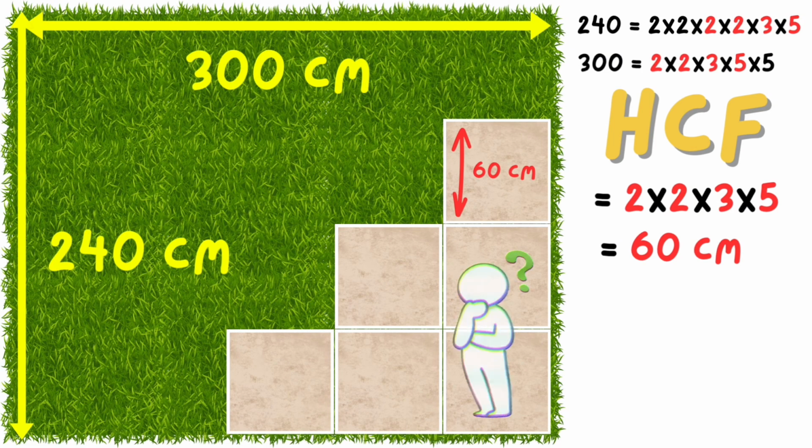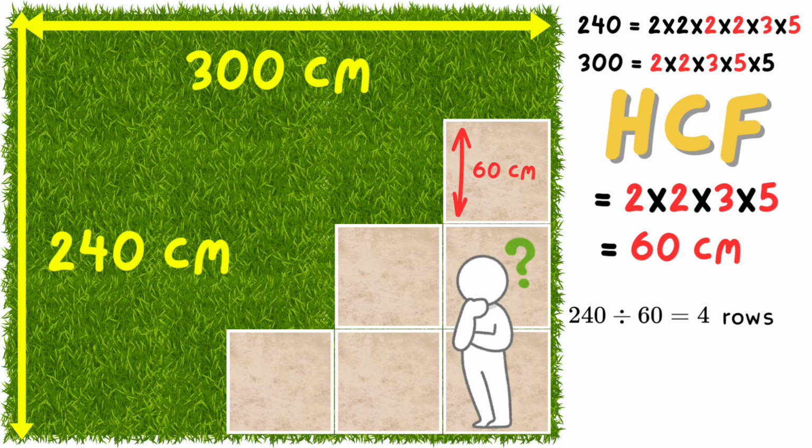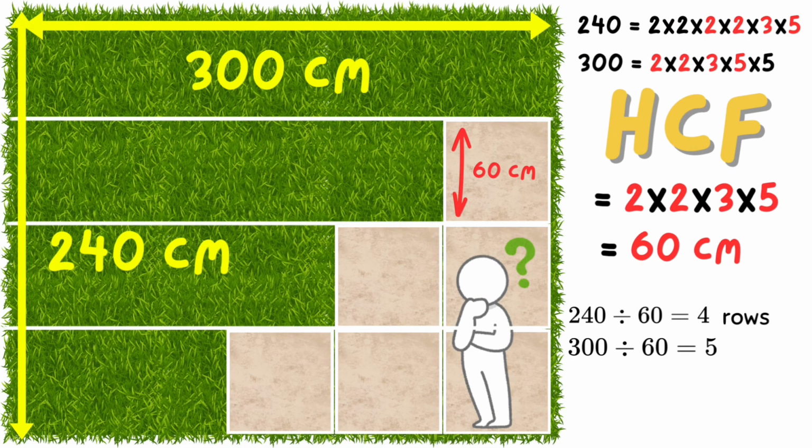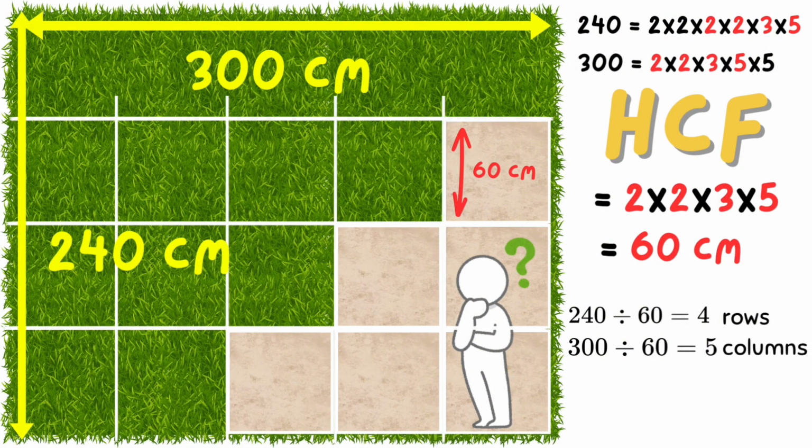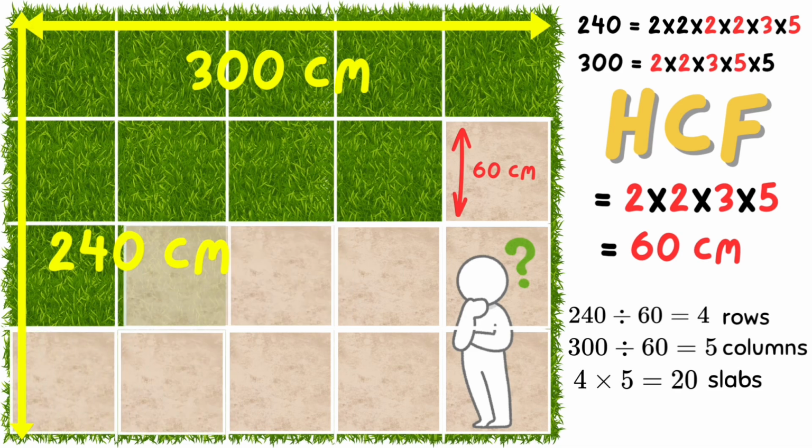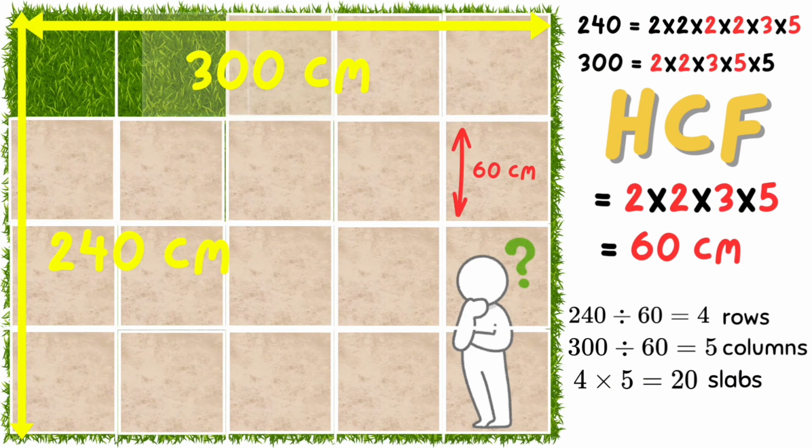How many slabs does he need to buy? 240 divided by 60 equals 4 rows. 300 divided by 60 equals 5 columns. 4 rows multiplied by 5 columns equals 20 slabs. So he needs to buy 20 slabs in total.